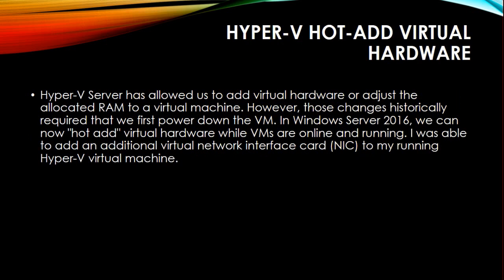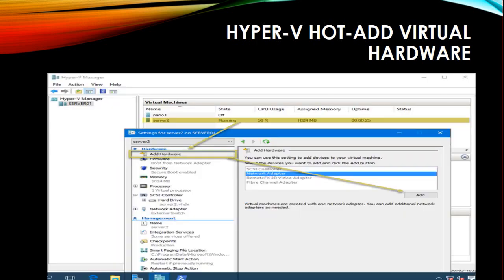Hyper-V Hot Add Virtual Hardware. Hyper-V Server has allowed us to add virtual hardware or adjust the allocated RAM to a virtual machine. However, those changes historically required that we first power down the VM. In Windows Server 2016, we can now hot add virtual hardware while VMs are online and running. I was able to add an additional virtual network interface card, NIC, to my running Hyper-V virtual machine. Adding a virtual NIC to a running Hyper-V VM.